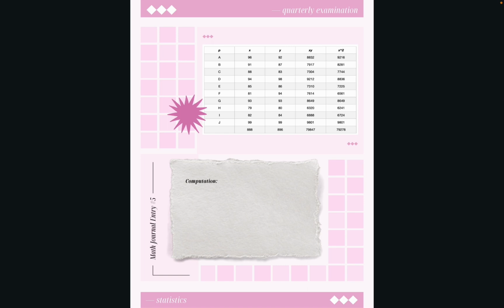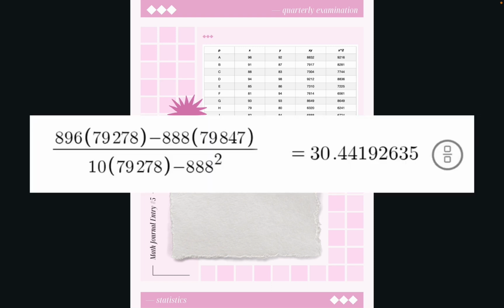Finally, for the computation of y equals bx plus a, or y equals a plus bx, we would first need to get the a and b values. There are different formulas for each one. To get the a, we use this formula and just supply the values, and we would get their values.